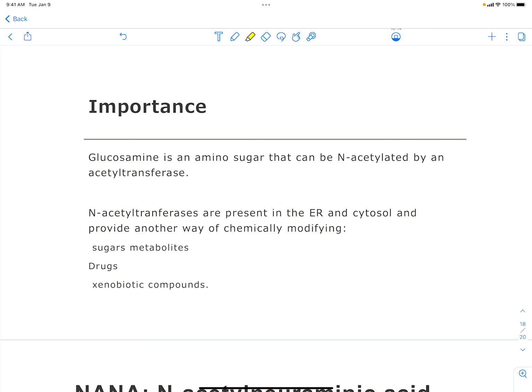So the importance here is glucosamine. It can be N-acetylated by the acetyltransferases. This is going to be in our endoplasmic reticulum as well as the cytosol. This can also be a way to modify sugars, drugs, xenobiotic compounds, another mechanism to add negative groups so that you can excrete those.